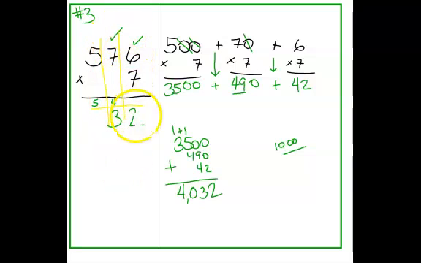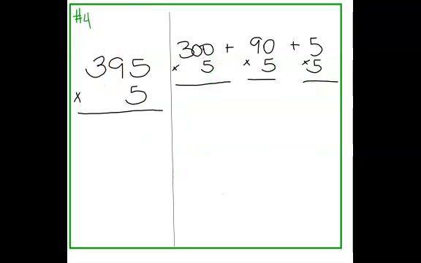Okay, we've used the 7. Now we have 5 times 7, which is 35. 35 plus 5 is 40. So our answer is the same, 4,032. Okay, one more problem together, and then you're on your own. Problem number 4, 395 times 5.